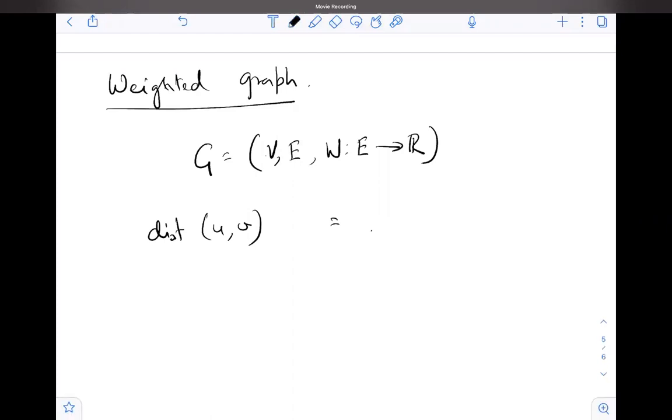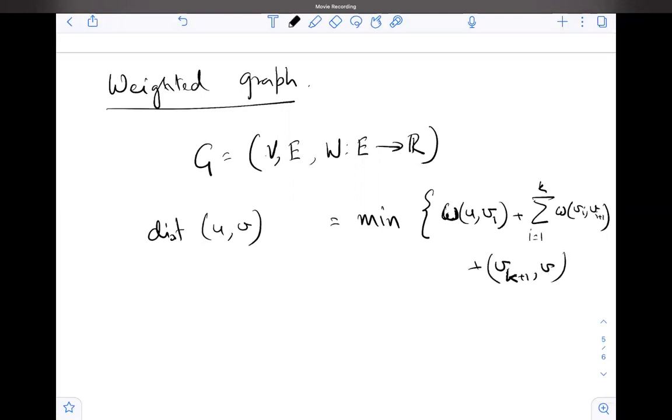Okay, let me formally write it. So minimum over, what I am telling you, okay, minimum over the weight of the edge from U to v1, plus the summation of the weight of (v_i, v_{i+1}) where i equals 1 to k, plus the weight of (v_k, V), over all such v1 to vk.